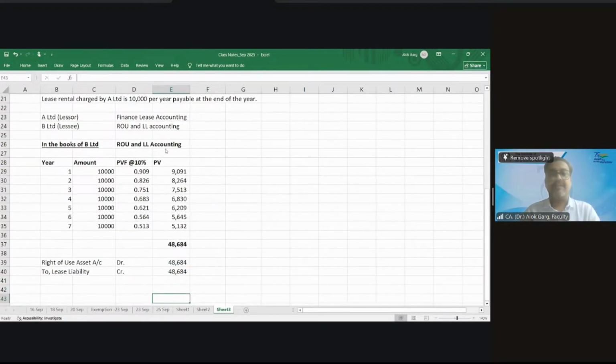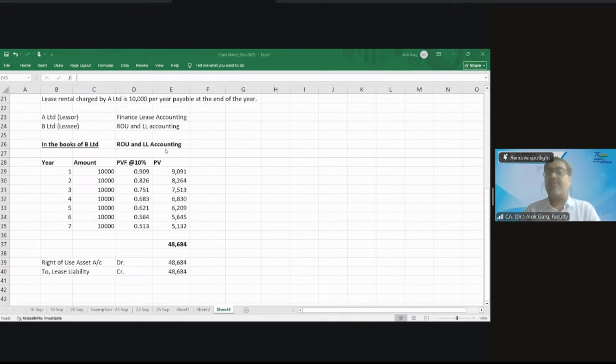In the books of A Limited, what will be the accounting? There is a lessor accounting. There is a finance lease accounting in the books of A Limited. The value of the car is not given. The value of this asset is not given. Otherwise, I would do the derecognition of the asset and then the recognition of the finance lease receivable.